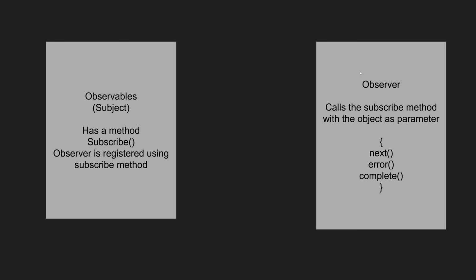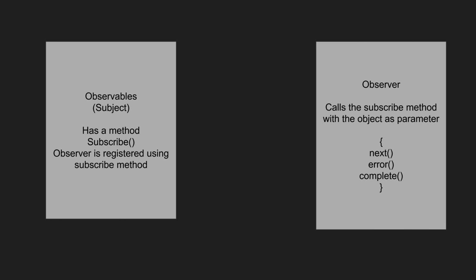So whenever the observer calls the subscribe method, that observer will be registered in the observable. Observable has a method called subscribe. An observer is registered using the subscribe method. If an observer wants to register with the observable, meaning it wants to get data from a particular observable, it has to register. It can register using the subscribe method present in the observable.